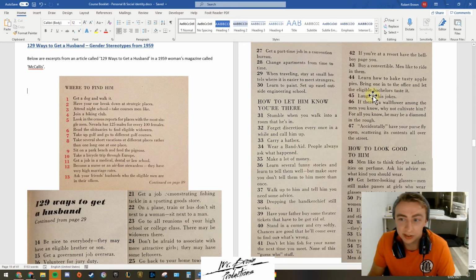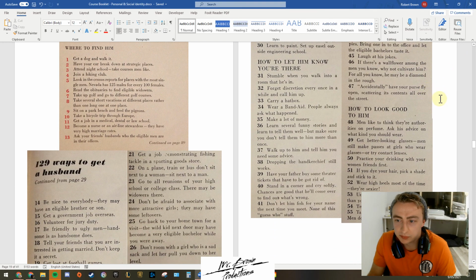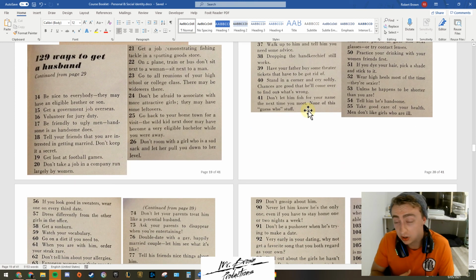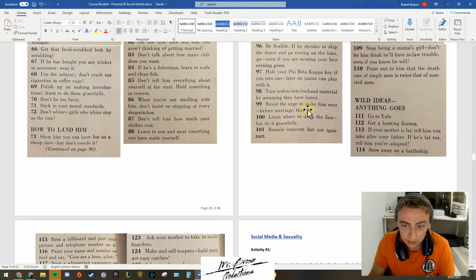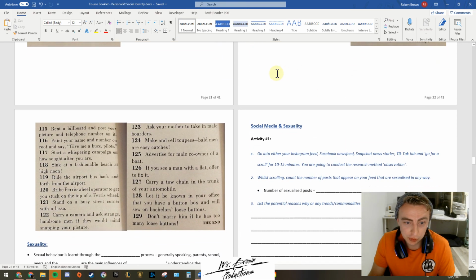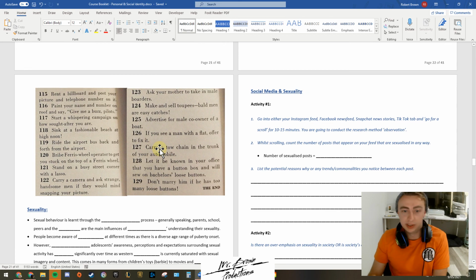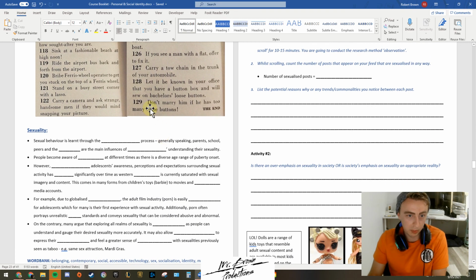So even 45, the idea, do you think that all girls should be or are expected to laugh at a guy's jokes? You know what I mean? It'd be interesting to see how many of these constructs we think still exist over time, or if they've changed. Okay? So that's that. Now with sexuality, pause that, do that activity and then come back. And remember, don't marry him if he has too many loose buttons. That's both to be taken literally and metaphorically.